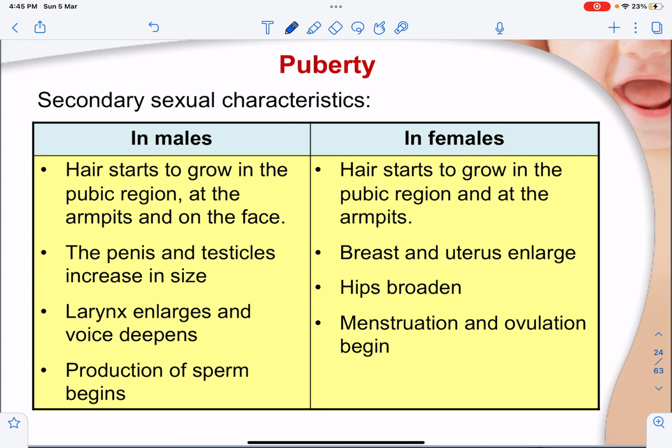In males, what we do see is that you form facial hair or hair growth in the pubic region. Of course, enlargement of your reproductive organs, and the deepening of your voice due to the larynx being enlarged. And of course, the production of your sex cells. Okay, in males, it's your sperm. For females, on the other hand, hair will grow not so much in the facial region, but more so in the pubic area and under the armpits. Your reproductive organs also enlarge. Your hips will widen, and then of course you will start the menstrual cycle, and ovulation can also occur.